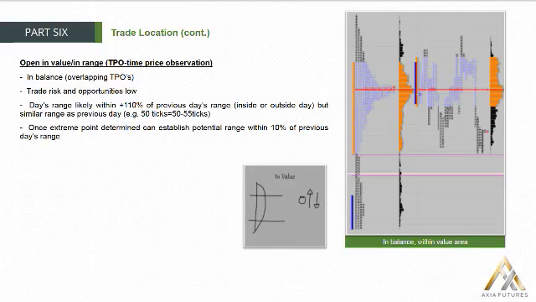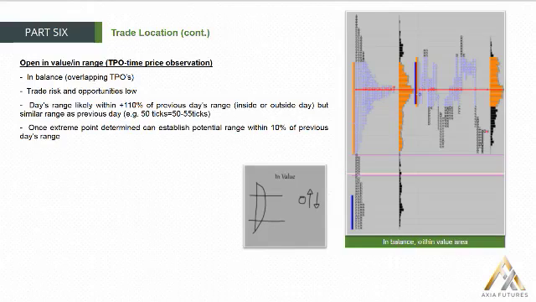When we are in value, in range, we are firmly in balance. So we get a lot of overlapping TPO, a lot of overlapping price, a lot of two-way trade. The trade risk and the opportunities are therefore low. Note, the next day's range, when we open in value, is likely to be very, very similar to the previous day's range, with maybe potential for a slight extension.